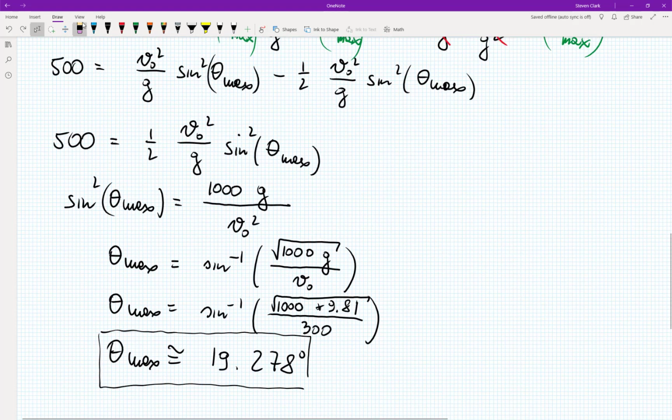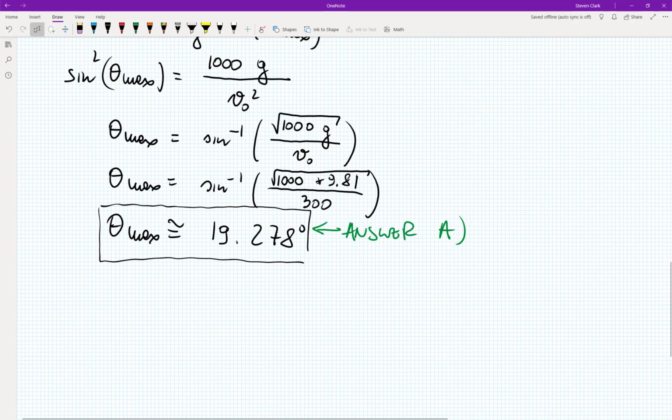So this is part A. This is answer part A. And before we start part B, I want to make sure that there are no questions, or maybe there are questions. Okay, so let's do part B.